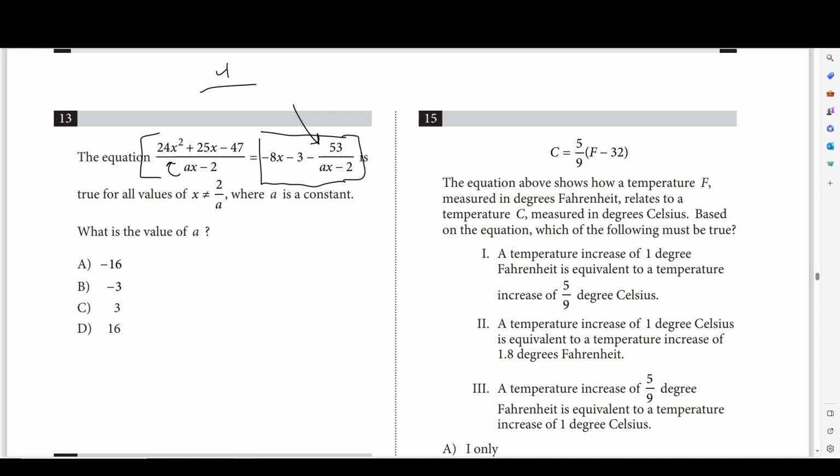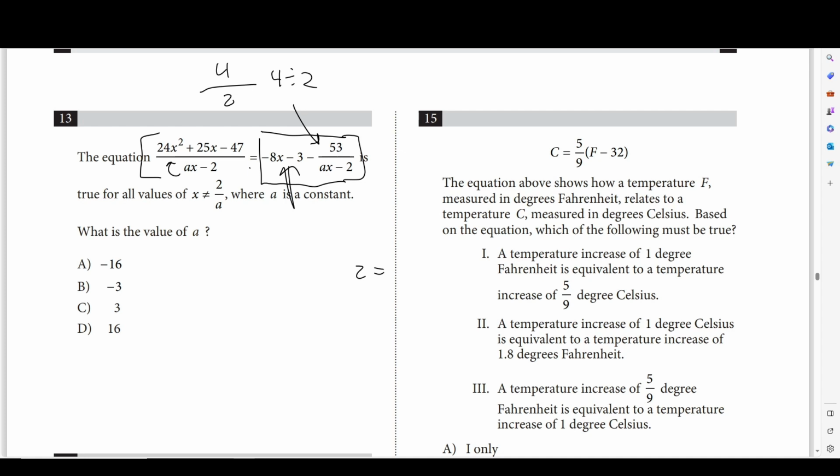It's division, right? So for example, 4 over 2, that over really means 4 divided by 2. And that's always true for every single fraction. So really what this is saying is that this is the same thing as saying 4x squared plus 25x minus 47 divided by ax minus 2 is equal to so-and-so, right?